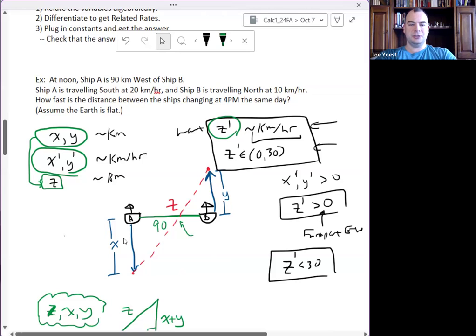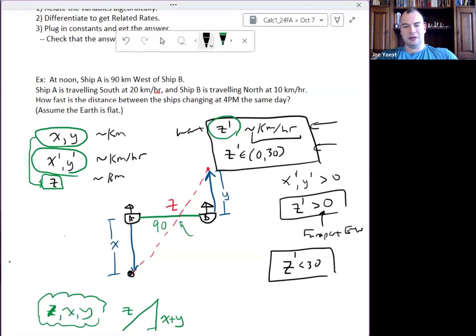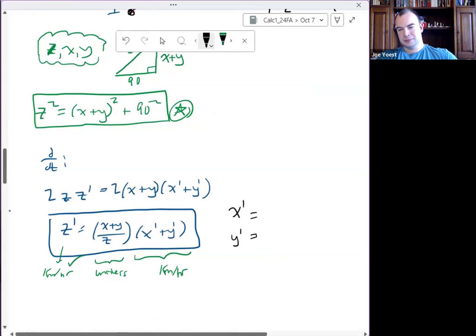They're not signed distances. So just because ship A is traveling south doesn't mean that x is going to be negative or that x prime is going to be negative. X just represents the distance between where ship A is at a certain time and where it started. That distance is a positive number, and the derivative of that is going to be a positive number as well. So x prime is going to be 20, right? Yeah, the one traveling south is 20 kilometers an hour. So x prime is 20, y prime is 10.